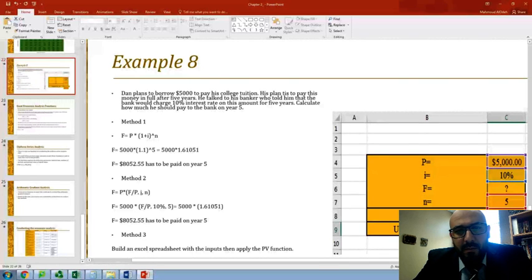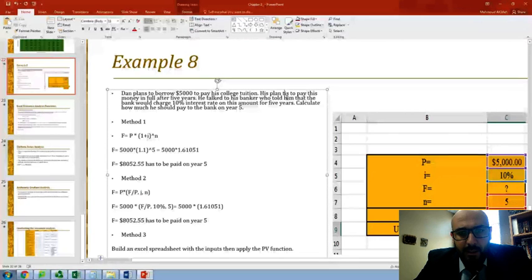Let's read this example. Dan plans to borrow $5,000 to pay his college tuition. His plan is to pay this money in full after 5 years. He talked to his banker, who told him that the bank would charge a 10% interest rate on this amount for 5 years. Calculate how much he should pay to the bank in year 5.